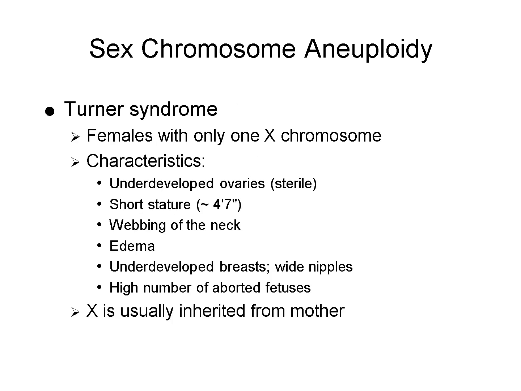Turner syndrome occurs in females who have only 1 X chromosome instead of 2. These individuals often have underdeveloped ovaries, leading to infertility. They typically have a short stature, around 4 feet, 7 inches tall. Other features include webbing of the neck, swelling known as edema, underdeveloped breasts with widely spaced nipples, and a high rate of fetal loss during pregnancy. In most cases, the single X chromosome is inherited from the mother.